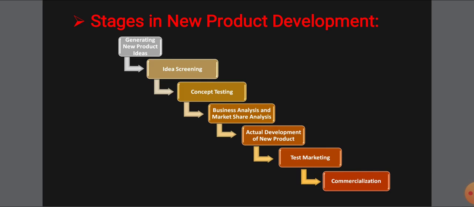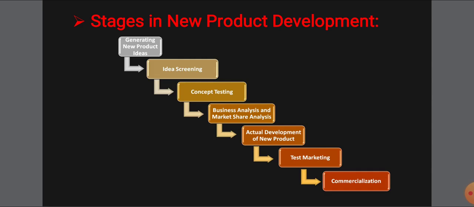Now in this test marketing stage, we are going to take a trial for this particular product. A particular market segment is selected and this product is launched in that particular market segment. The response from the consumer side is tested, and the feedback from the consumers for that particular product is collected, and if that feedback is satisfactory, then that particular product is sent to the next stage, that is the commercialization stage.